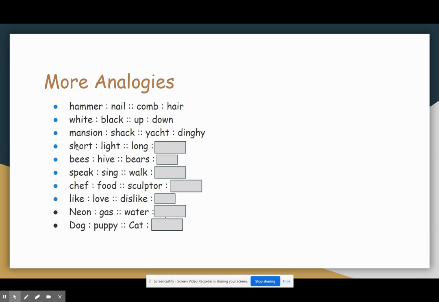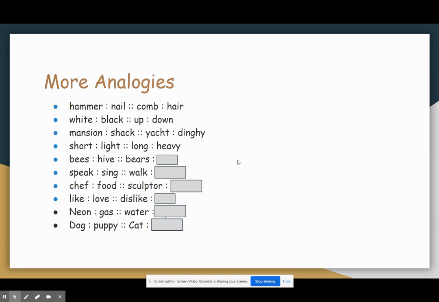Sometimes the relationship doesn't just go between the first two. It could be between any two. So I'm looking at this going, short is to long. Those are opposites. So if I'm doing light, the opposite of light could be dark or it could be heavy. Let's see. And in this case, it was heavy. So that's interesting. The relationship in this one was really between these two and then between these two. So that's good to know.